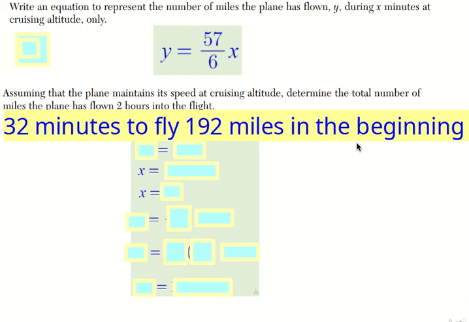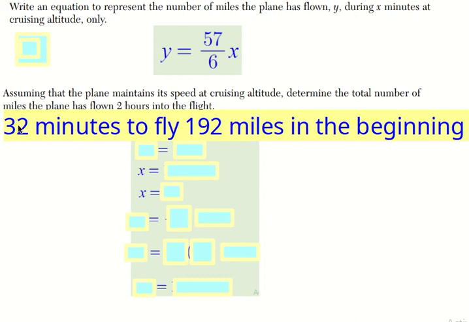So now we're going to use the information from those first two sections to answer the final part of the question. Assuming the plane maintains its speed at cruising altitude, determine the total number of miles the plane has flown 2 hours into flight. Here's where we have to do a little work, some reasoning.